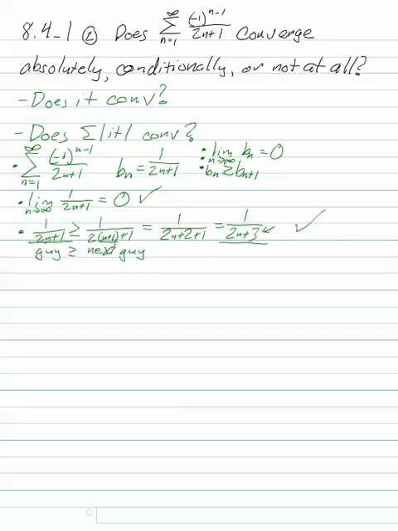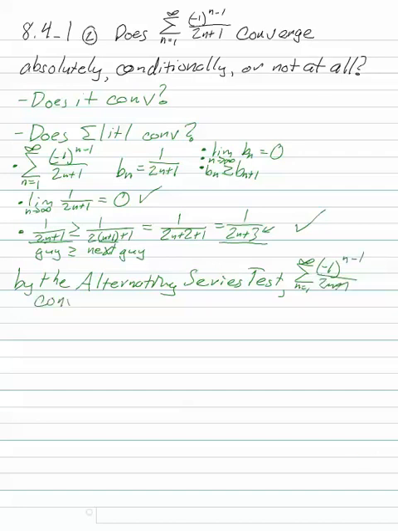So we're decreasing. So our limit's 0, and we're decreasing, so by the alternating series test, the series from n equals 1 to infinity, (-1)^(n-1) over 2n plus 1 converges. One of the easiest tests, because the two things we checked are so simple. I talked a lot about them, but they're pretty simple.